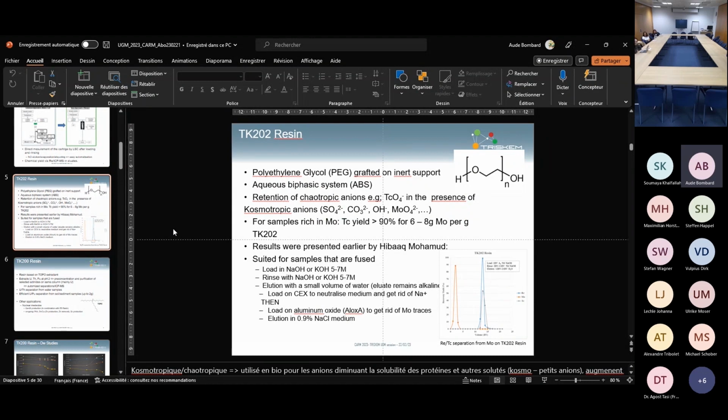So as I said, usually the load and the rinse will be done in a very strong concentration of sodium hydroxide or potassium hydroxide, and then the elution is done in a very small volume of water. Of course, the eluate remains quite alkaline, so after the elution the water eluate will be loaded onto a cation exchange resin to neutralize the medium and to get rid of the sodium or the potassium, and then there is a load on an aluminum oxide resin to get rid of the molybdenum traces. And usually the elution of the technetium can be done in this sodium chloride medium. So this is it. And of course, you've seen the result from IBAC in the previous presentation.